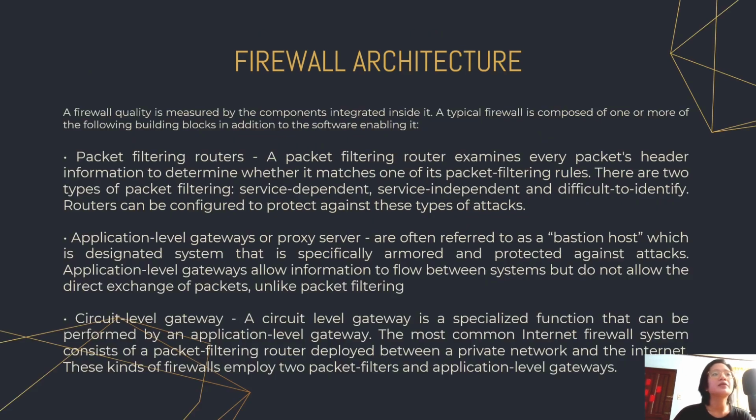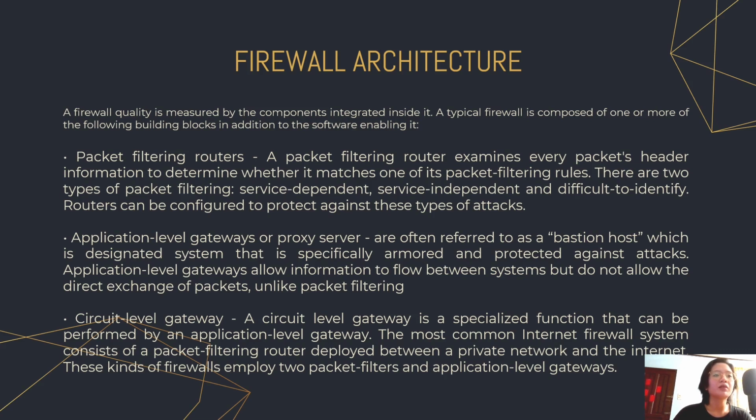Firewall architecture. A firewall's quality is measured by the components integrated inside it. A typical firewall is composed of one or more of the following building blocks in addition to the software enabling it. Packet filtering routers. A packet filtering router examines every packet's header information to determine whether it matches one of its packet filtering rules. There are two types of packet filtering: service-dependent and service-independent. Routers can be configured to protect against these types of attacks.